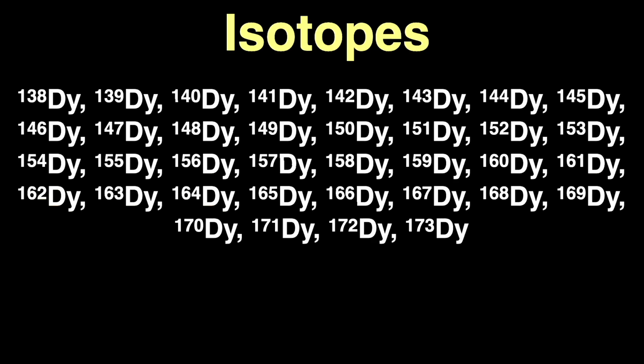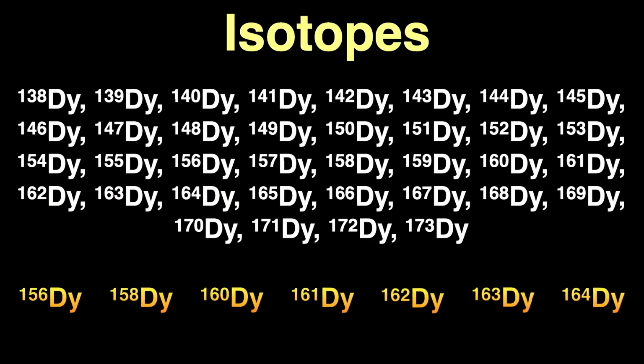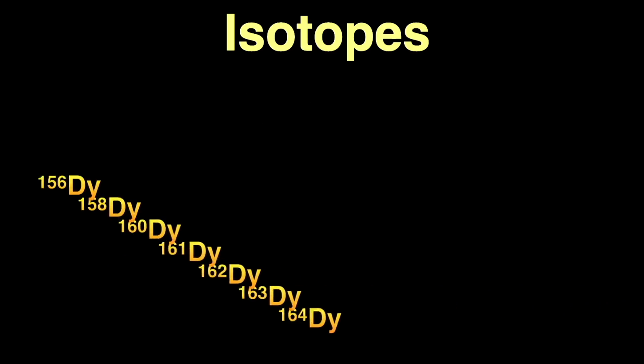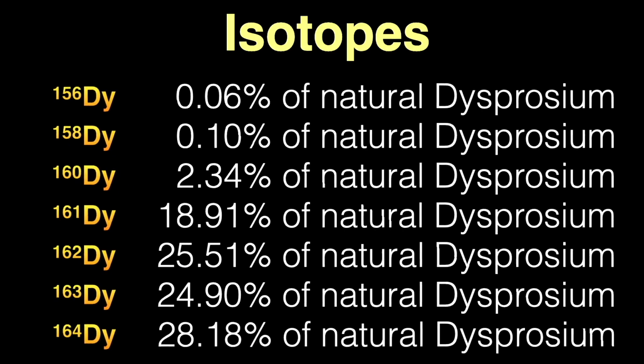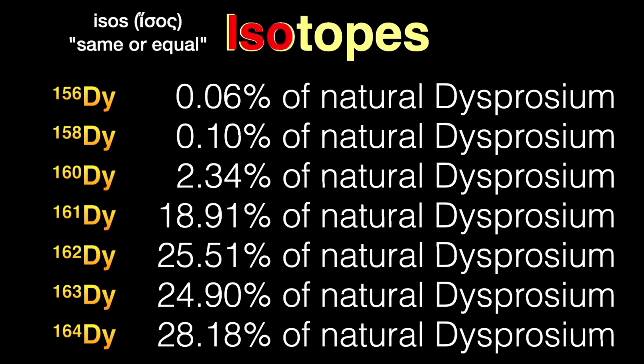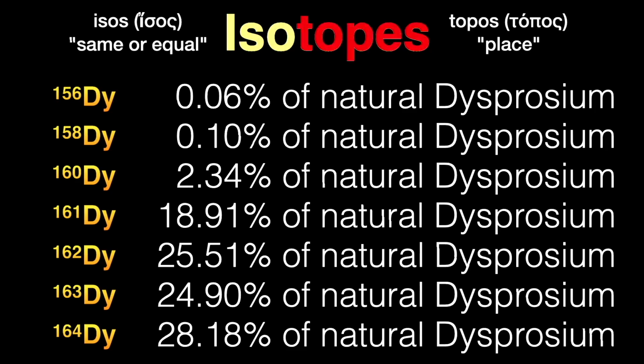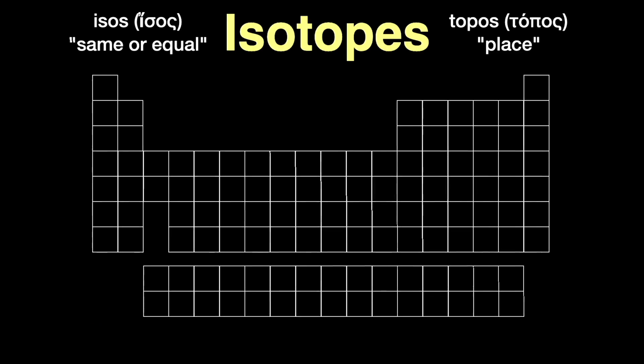There are 36 known isotopes of dysprosium, and of these 36, there are 7 stable non-radioactive isotopes. These isotopes occur in nature in varying amounts, as you see here. By the way, the word isotope comes from the Greek isos, meaning same or equal, and topos, meaning place, since all these various forms of dysprosium occupy the same place in the periodic table.